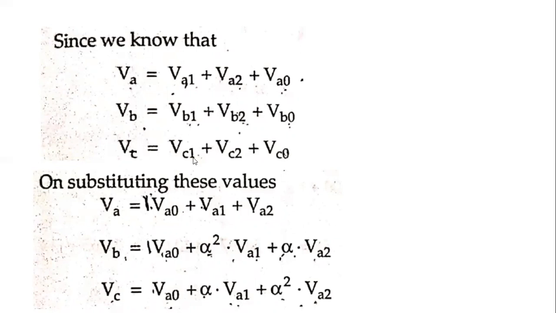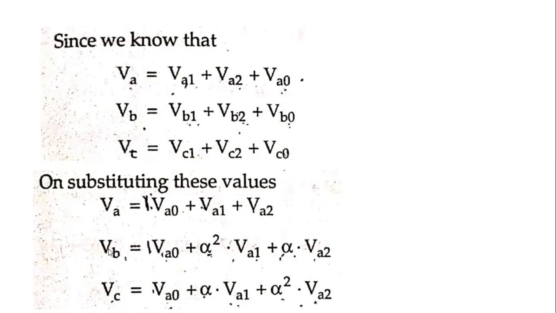VC1 means positive sequence voltage at C phase. VC2 means negative sequence voltage at C phase. VC0 means zero sequence voltage at C phase. And then we are substituting those values, that is VA is equal to the zero sequence VA0, VA1, VA2.